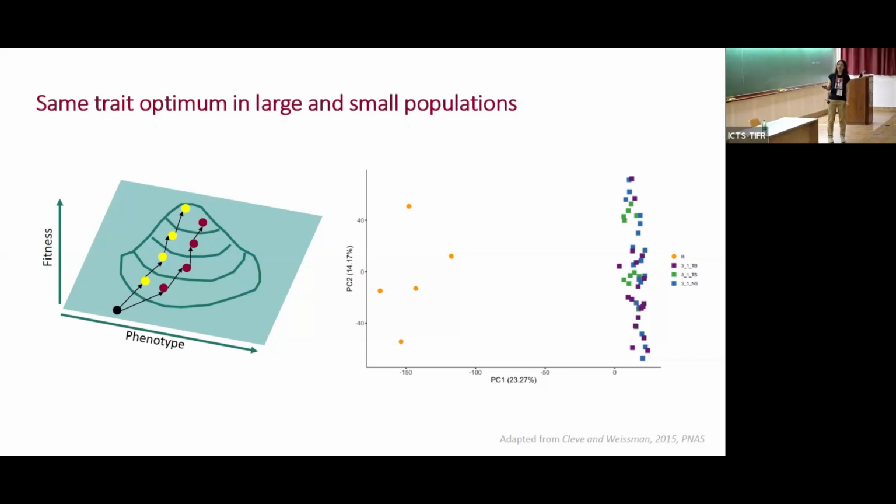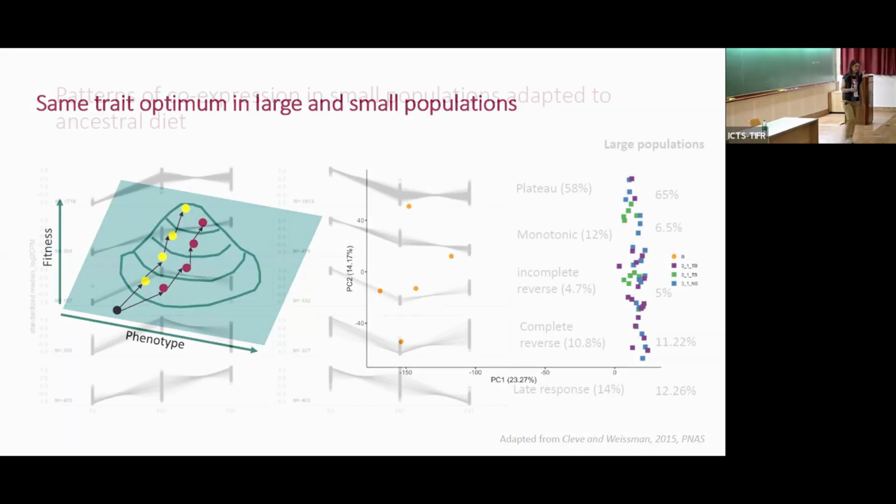So you see that there's a clear clustering between the founder population and these evolved ones, but we cannot really distinguish any of these either at PC2 or any other PCs. And I think that suggests that all these populations, despite some of them sharing the diet and some of them not, are all moving towards the same optimal phenotype in this new environment, and that is why we observe this overlap in gene expression.